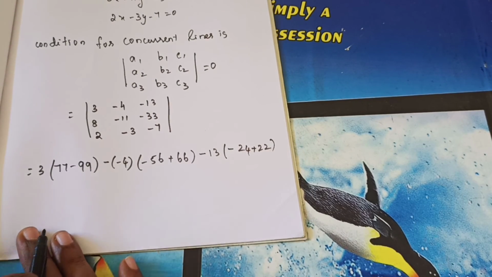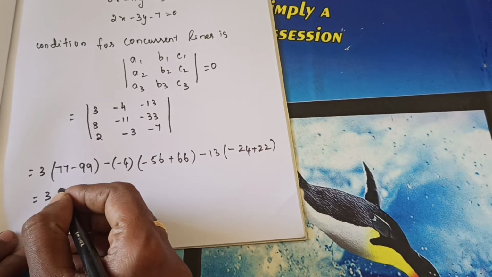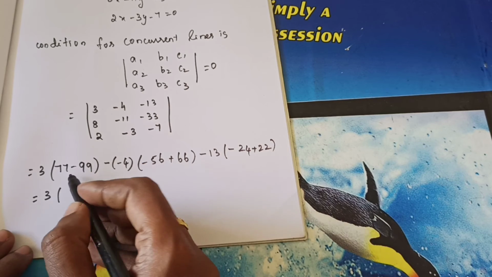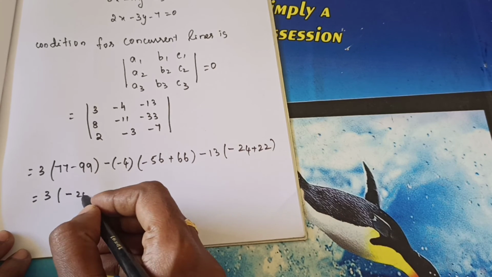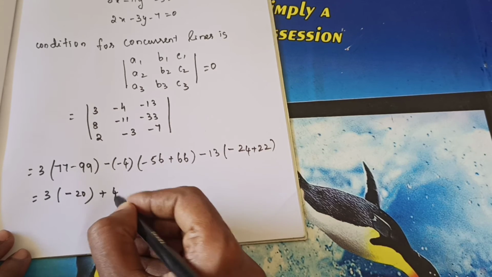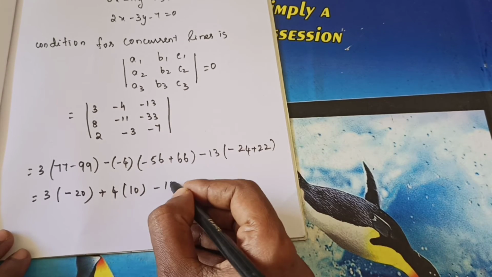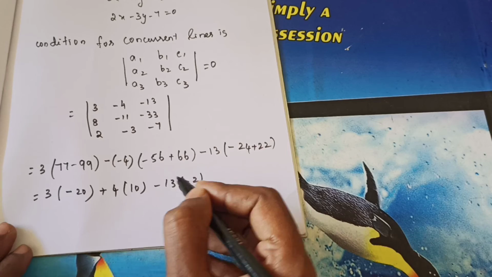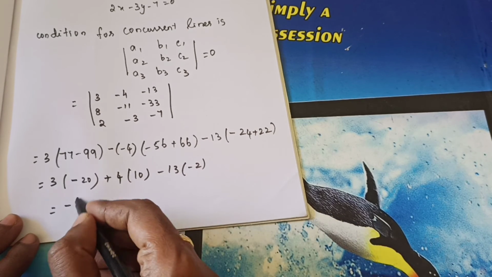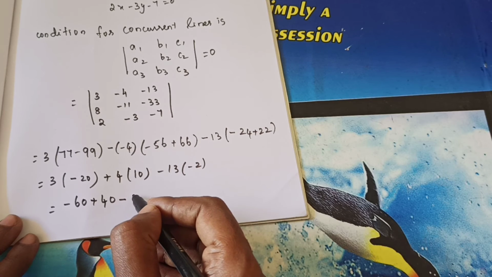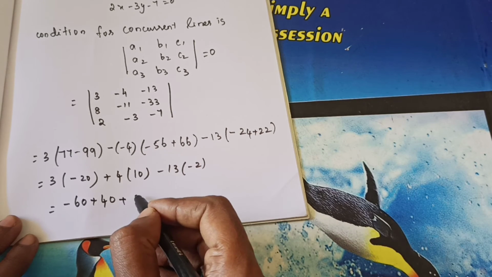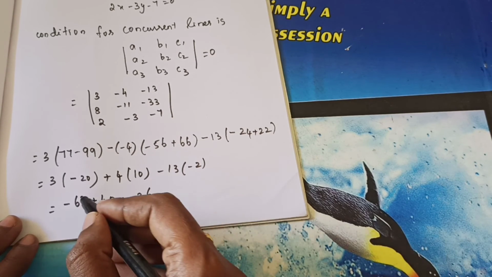Okay. So that's equal to 3 into, simplify 77 minus 99, means minus 22. Then plus 4, 10, okay? Then minus 13, minus 2, okay? Simplify: minus 66 plus 40 minus, the minus is plus 26, okay?